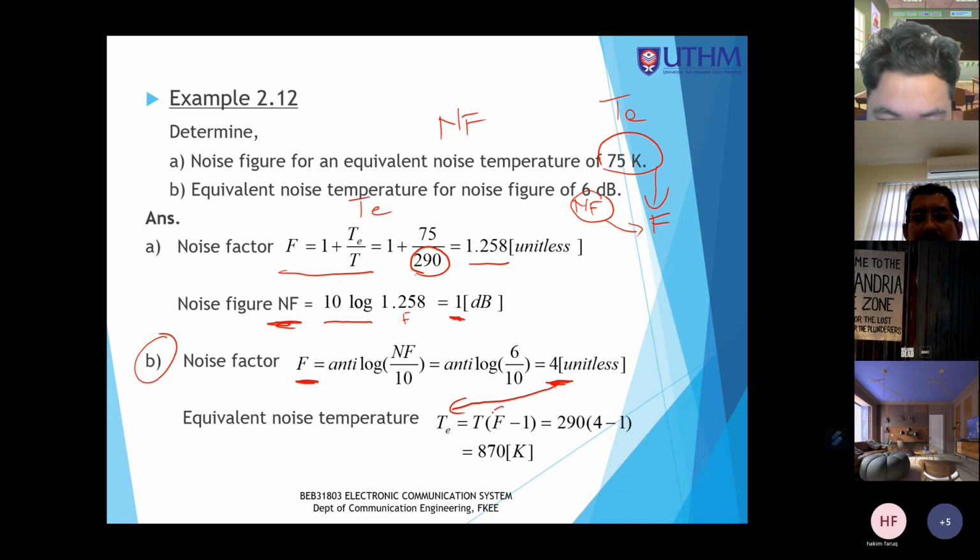So you see that this is the F here. TE is equal to T multiplied with F minus 1. So you get 290 multiplied with 4 minus 1. So you get 870 Kelvin. TE and T, the unit is Kelvin. Remember, every temperature unit must be in Kelvin. Okay? Any questions on this?